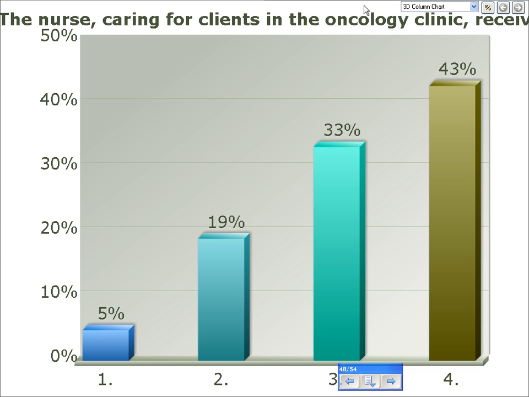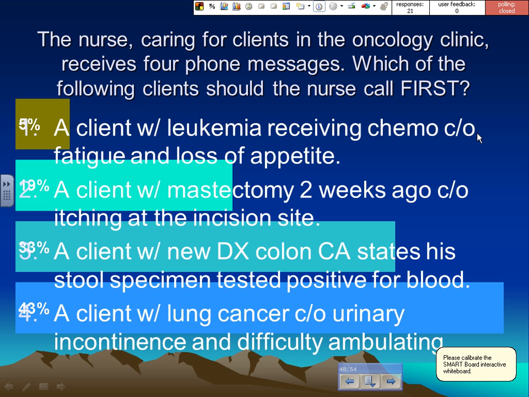Okay, 5% said leukemia, chemo, fatigue, loss of appetite. 19% said itching at a mastectomy incision. 33% said new diagnosis of colon cancer with a positive stool. And 43% said lung cancer, incontinence, and difficulty ambulating. So this is one of those where you can use your "3 are similar, pick the one that's different."